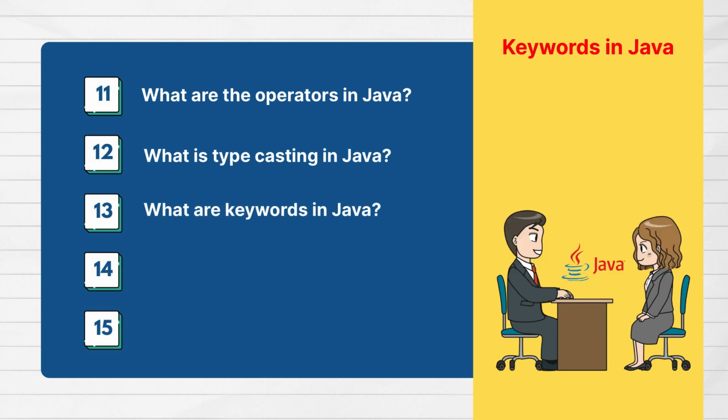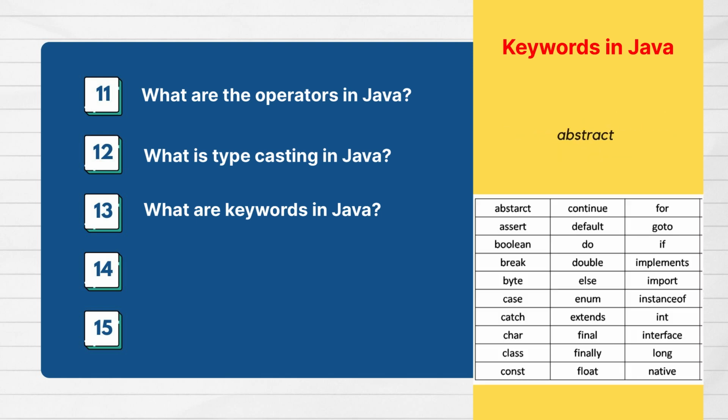What are keywords in Java? Java keywords are also known as reserved words. These are predefined words in Java, so they cannot be used as variables, object names, or class names. Some of the keywords are abstract, boolean, break, case, catch, char, class, default, do, extends, final, and so on.